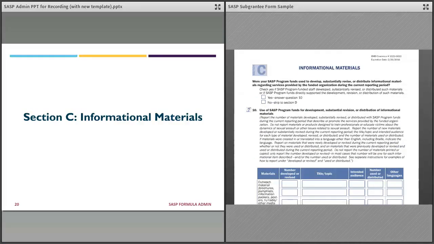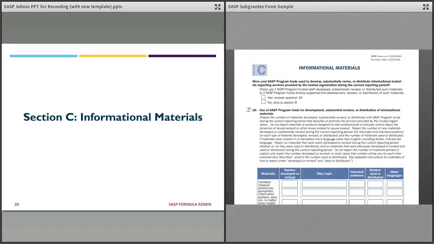Next is Section C, Informational Materials. If SASP program funds were used to develop, substantially revise, or distribute informational materials during the reporting period, the subgrantee will be completing this section. Also note that substantially revised means that significant time was spent on revising an existing product. So if only one word changed, that probably does not need to be reported here because that wouldn't exactly fall into the category of substantially revised.